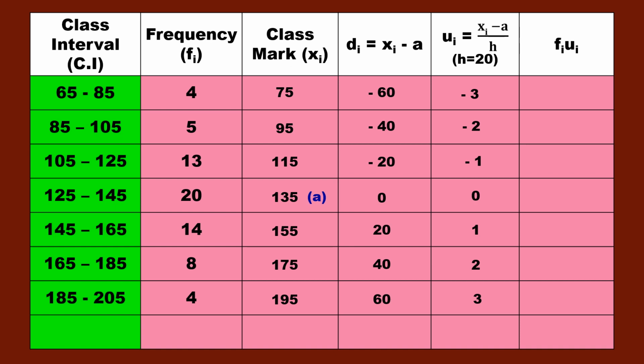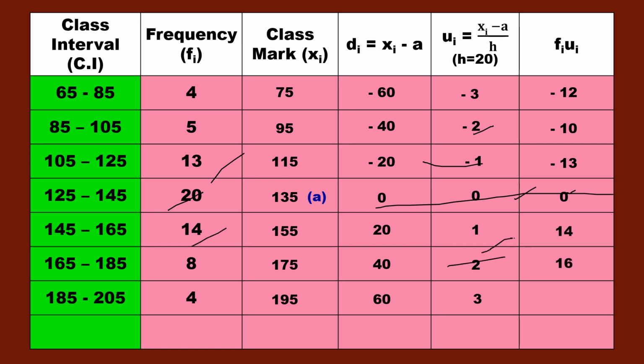Now once we finish ui, just multiply fi and ui. fi is 4, ui is minus 3. So 4 into minus 3 is minus 12, 5 into minus 2 is minus 10, 13 into minus 1 is minus 13, 20 into 0 is 0. I already told you this complete row will be 0 on the right side of a. Next, 14 into 1 is 14. Next, 8 into 2 is 16. Next, 4 into 3 is 12.